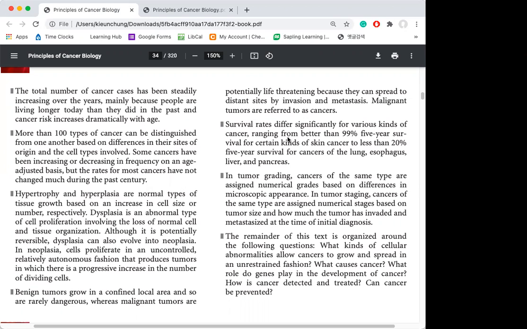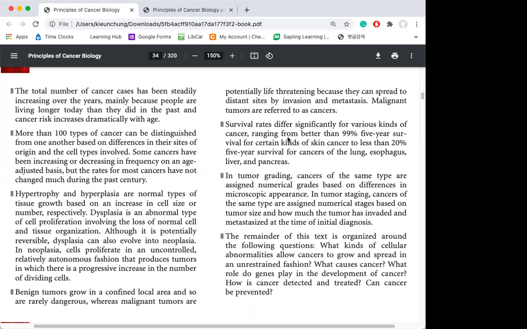The total number of cancer cases has been steadily increasing over the years, mainly because people are living longer today than they did in the past, and cancer risk increases dramatically with age. More than 100 types of cancer can be distinguished from one another based on differences in their site and origin and the cell type involved. Some cancers have been increasing or decreasing in frequency on an age-adjusted basis, but the rates for most cancers have not changed much during the past century.